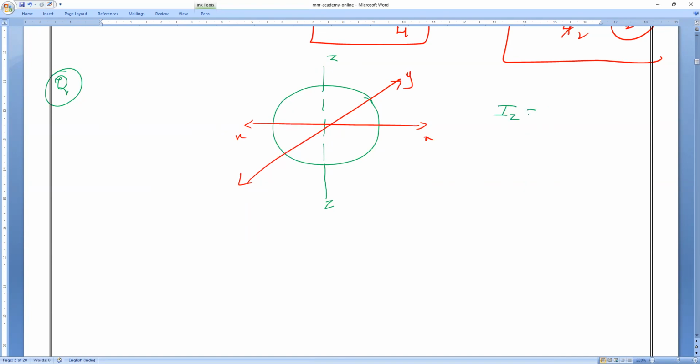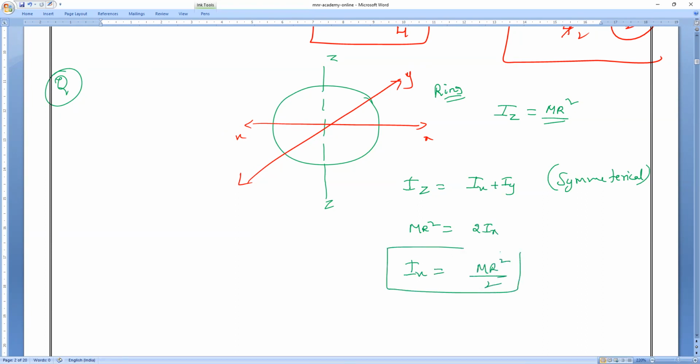So the z-axis moment of inertia for a ring is mr square. So Iz is equal to Ix plus Iy. Whether I cut along the x-axis or y-axis, they are symmetrical. So mr square is equal to 2Ix. So the moment of inertia in the x-axis is equal to what, guys? mr square by 2. That is what it is. Please solve it. Understood?